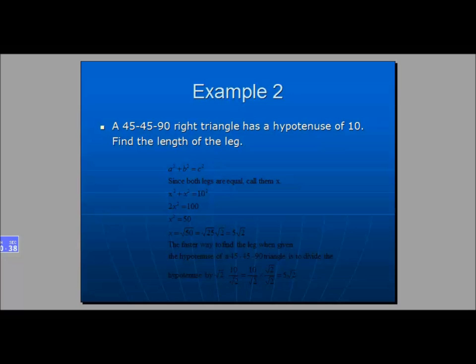We want to simplify that radical term, the square root of 50, as much as we can. The square root of 50 can be factored into the square root of 25 times the square root of 2. The square root of 25 is 5, therefore that leg is 5 square root of 2. The faster way to find the leg when given the hypotenuse is to divide the hypotenuse by the square root of 2. We rationalize the denominator by multiplying both numerator and denominator by the square root of 2. When we do that, that does become 5 square root of 2.